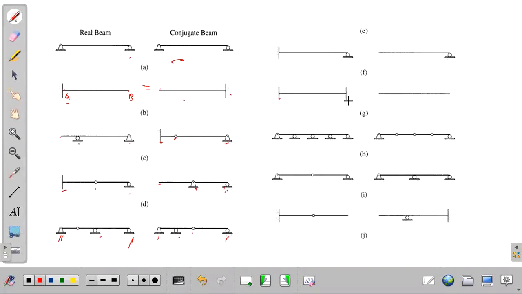So, pagka dalawang fix yan, magiging both free end. Okay? So, that's how you draw the corresponding conjugate beam of your real beam. This is to solve for shear and moment. Okay? So, if you have solved for the shear and moment of that particular section, yung shear and moment na na-solve niyo in that particular section will now be the slope and deflection of your real beam in that particular section. Okay?